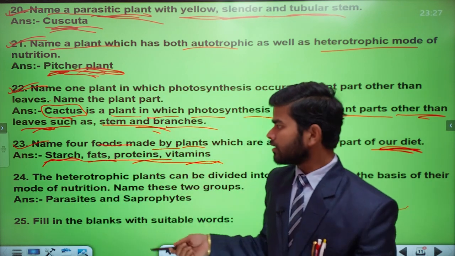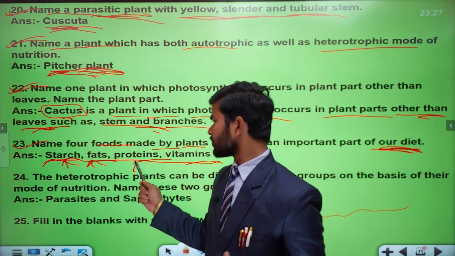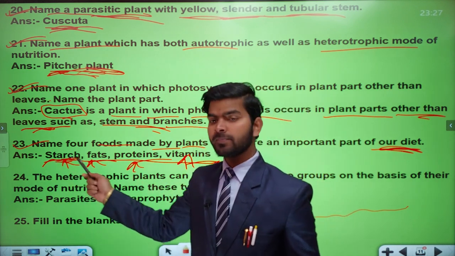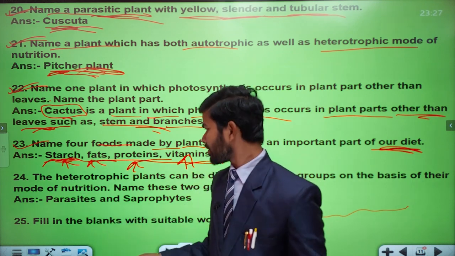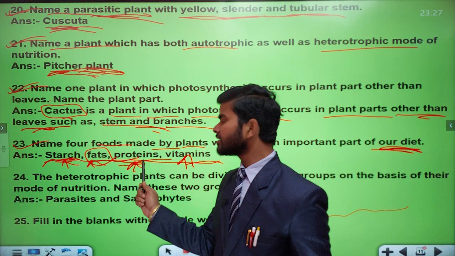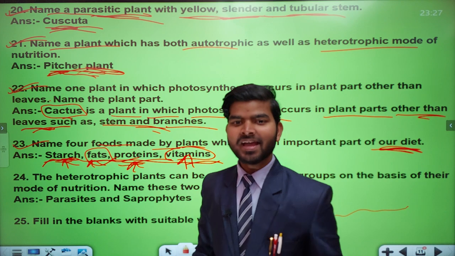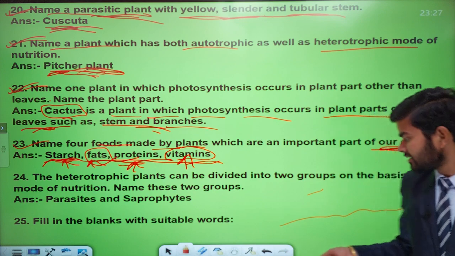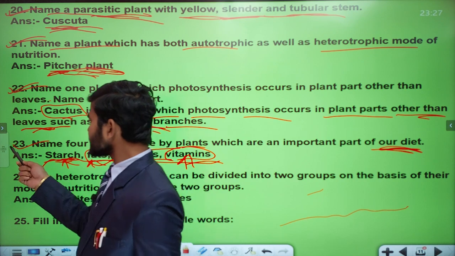All right, starch is needed by us, fats we also need, proteins also, vitamins also. Starch is present in bread, or chapati, or roti. Fats are present in rice, proteins are present in pulses, and vitamins are present in fruits and maybe vegetables also. All right, I hope you have learned question number 23. So in this way we have completed question number 23.